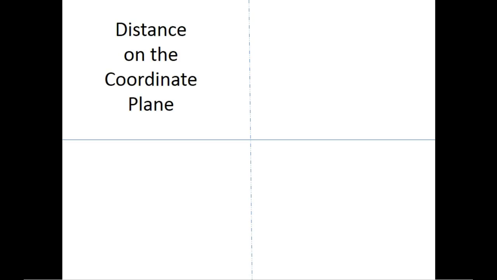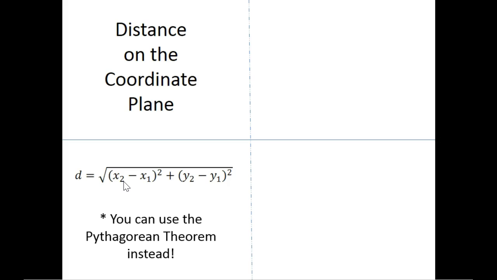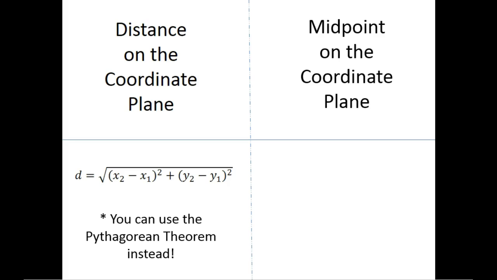We did distance on the coordinate plane. It was over on the left, but we're going to ignore the stuff on the left today. This is the only time anything will be there. So you already wrote this. Don't write this. Just ignore that. The right-hand side is where everything's going to be. So on the front, the title is going to be midpoint on the coordinate plane. Write that. Ignore everything on the left-hand side.